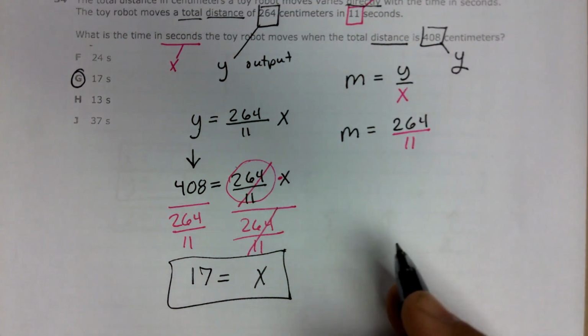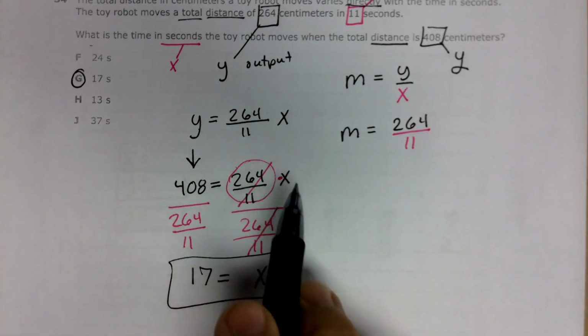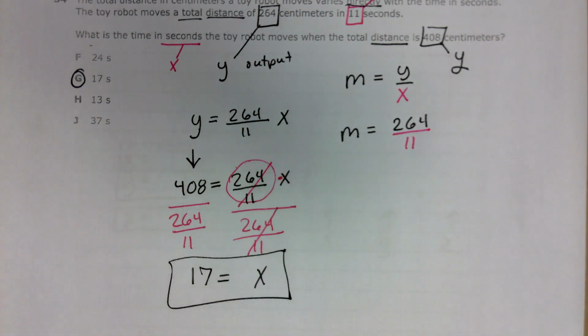And so that's how you can use direct variation. Set up an equation, then substitute for y or x depending on what they're asking you to find, and solve it.